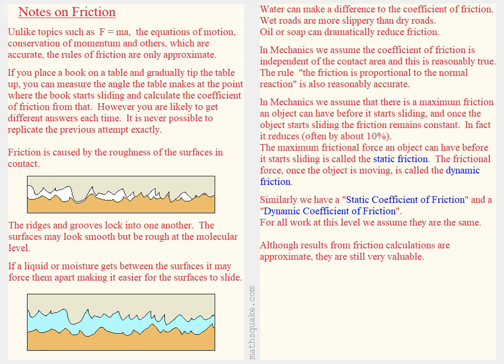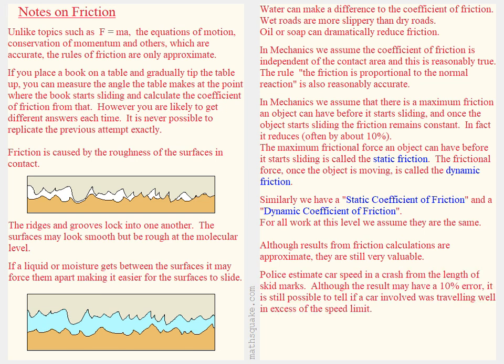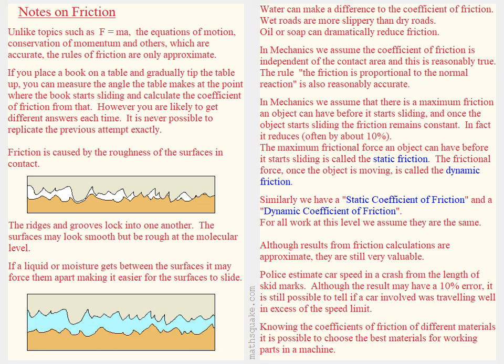Although results from friction calculations are approximate, they're still very valuable. Police estimate car speeds in a crash from the length of the skid marks. Although the result may have a 10% error, it's still possible to tell if a car involved was travelling well in excess of the speed limit. Knowing the coefficient of friction in different materials, it's possible to choose the best materials for working parts of a machine.